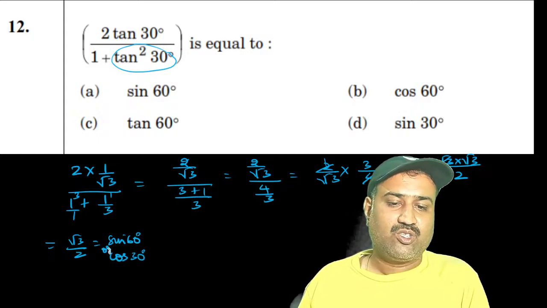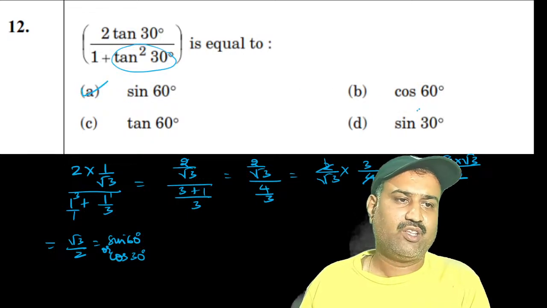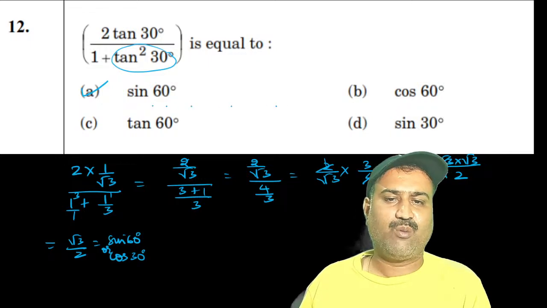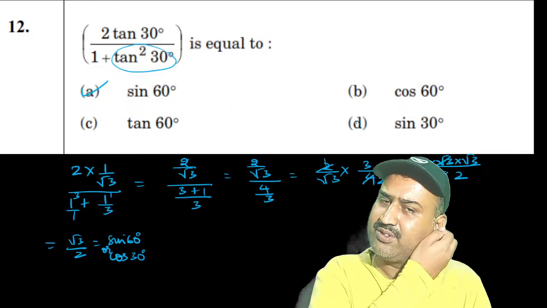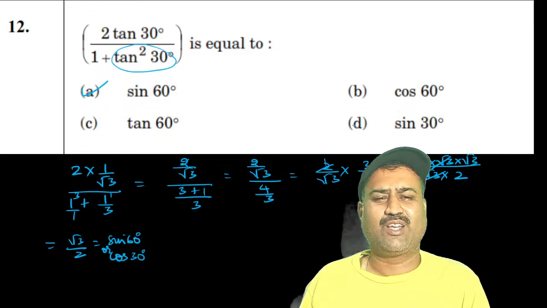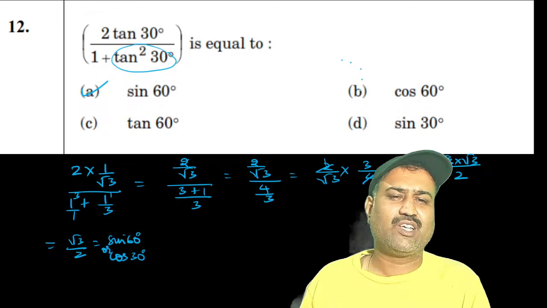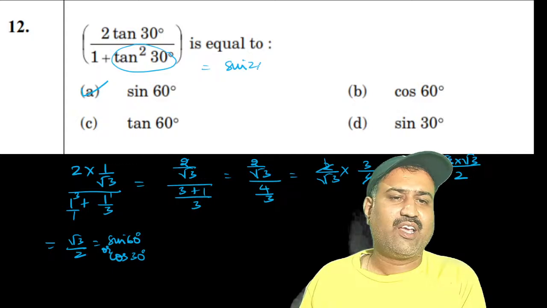Since if we check the option, it is option A only. There is no cos 30 here. Therefore, it is option A, right? There are direct formulas in PUC. You learn in class 11: 2 tan 30 upon 1 plus tan square 30 is sine of 2A, right? And here A is 30 degree. Therefore, it is sine 60 degree.